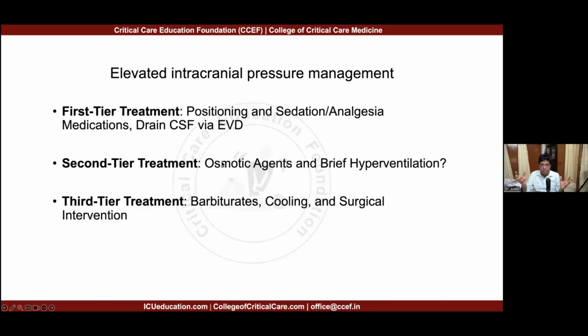Now you have tried all these things, and now the second tier management starts. Still, you are not able to control the ICP. Now comes the role of your osmotic agents. What are the osmotic agents? Mannitol versus saline. Now, the beauty of mannitol is we'll come in a short while to discuss a few interesting facts about it.